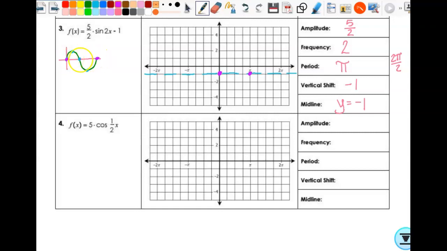So halfway between these two is another 0 on the midline. Halfway between 0 and pi is pi halves, so that's that one. So there are my 3 zeros. Halfway between the first two, I go up from the midline, my amplitude, which is 5 halves, like 2.5. So I go up 2.5. Halfway between these two, from the midline, I go down the amplitude, 2.5. Those are your 5 anchor points.